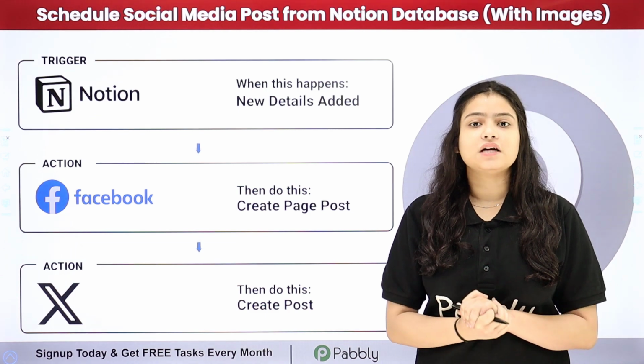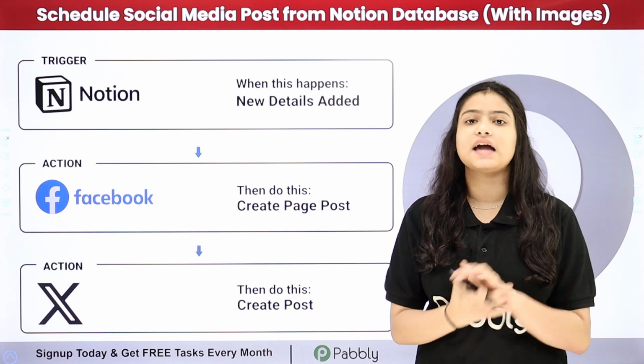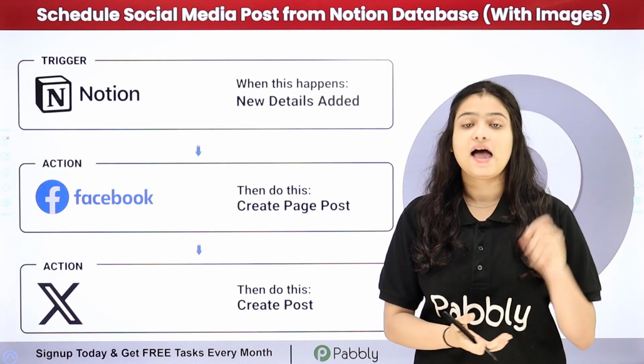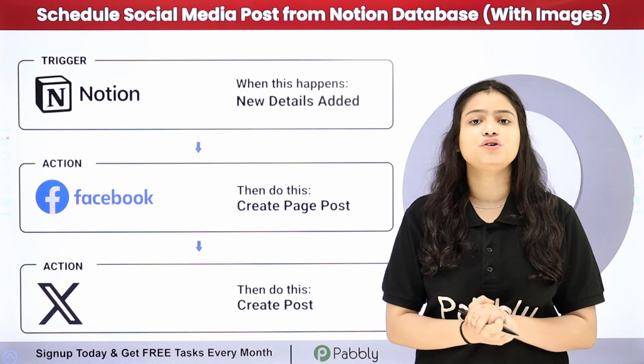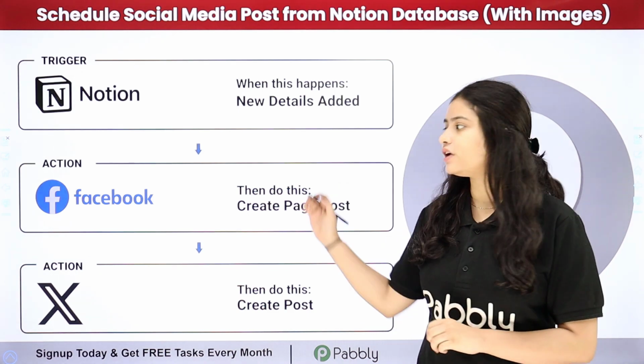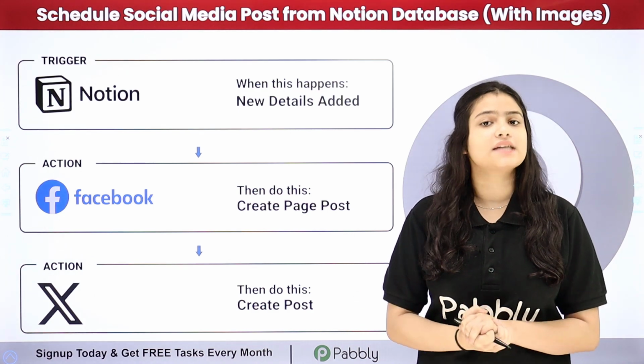So I'm managing a database with the help of Notion where I'm going to add all the details of the post such as title, captions and the image URL. I want that whenever I'm going to add the new row in this particular database, automatically the post should be created on my Facebook page as well as on my X channel. So how we are going to automate this entire process?